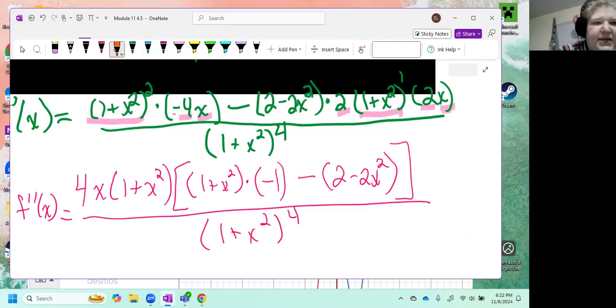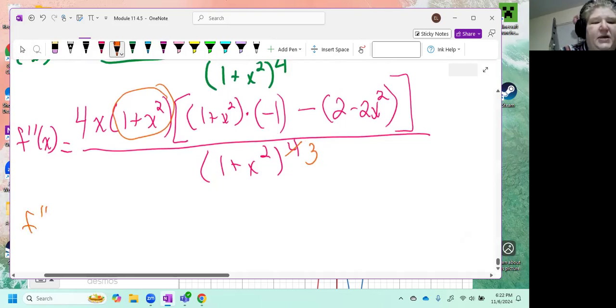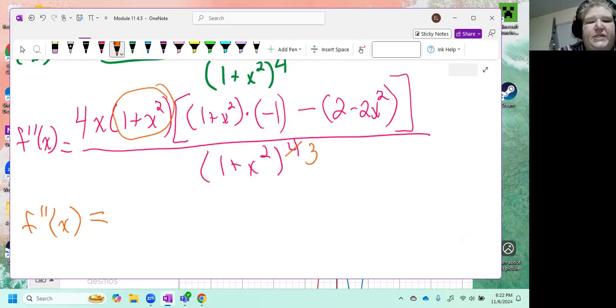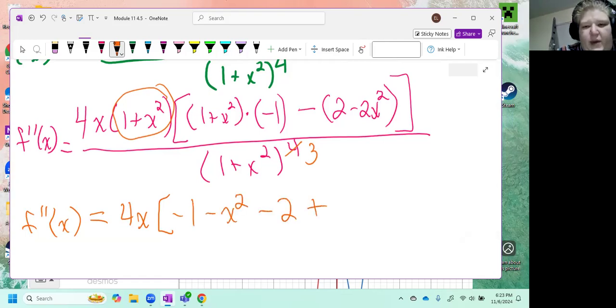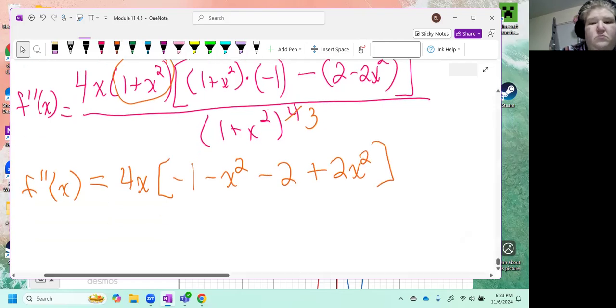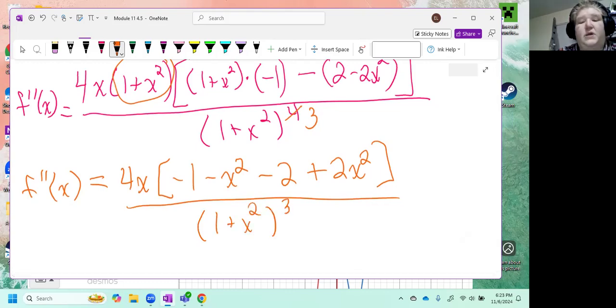Now, one of the nice things here, the 1 plus x squared does cancel out one of the 1 plus x squareds on the bottom. So that leaves us with 3 of them. So now I'm just going to go ahead and take the time because we're going to want to simplify it a little for the solving when we set it equal to 0. So that is now 4x on the outside, negative 1 minus x squared minus 2 plus 2x squared, all over 1 plus x squared, whole thing cubed. All right. So that's going to be a positive x squared minus 3. I am lazy.